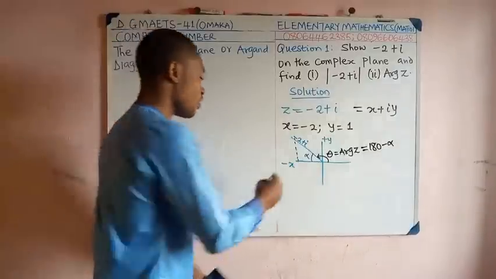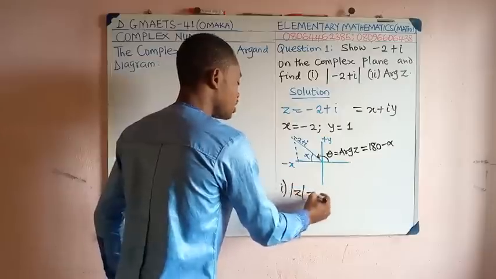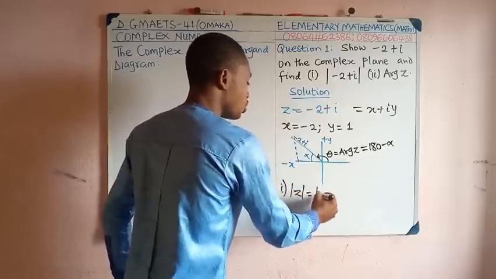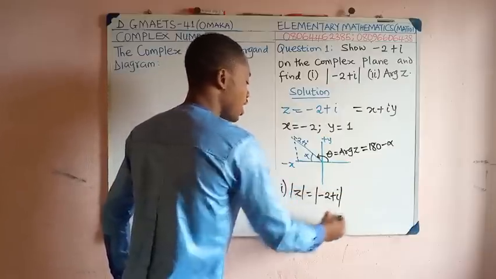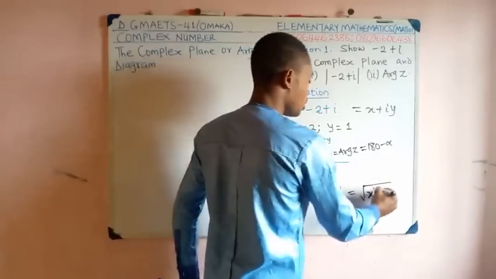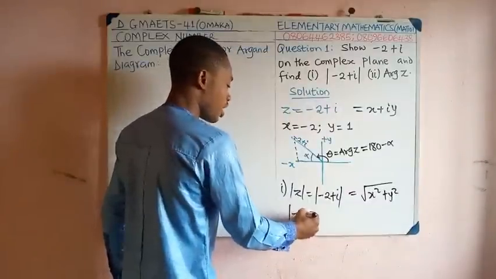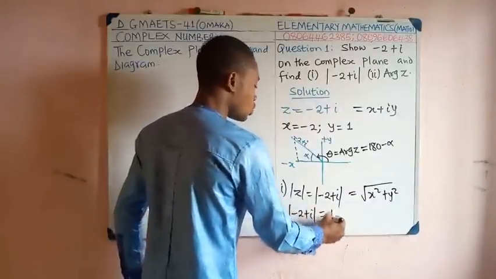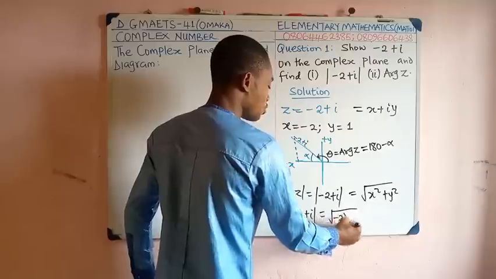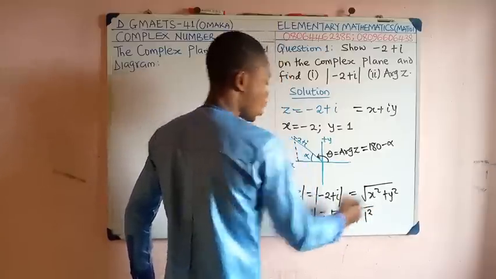Okay, now let us look at the first part of the question where we have to calculate the magnitude of z, which is the same as the magnitude, also known as modulus. Alright, modulus of z. And of course, to obtain that, you know from Pythagoras' theorem, it is equal to the square root of x squared plus y squared. So the modulus of minus 2 plus i is equal to the square root of x, which is minus 2, so I'm going to enclose that in brackets and square it, plus y, which is 1 squared.